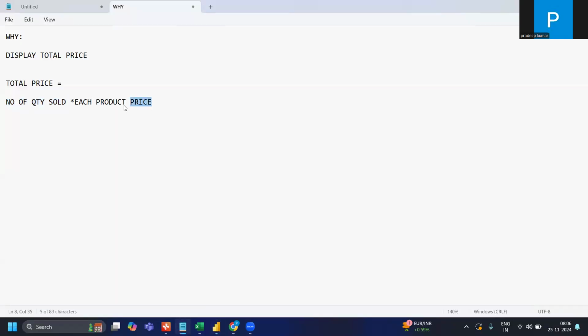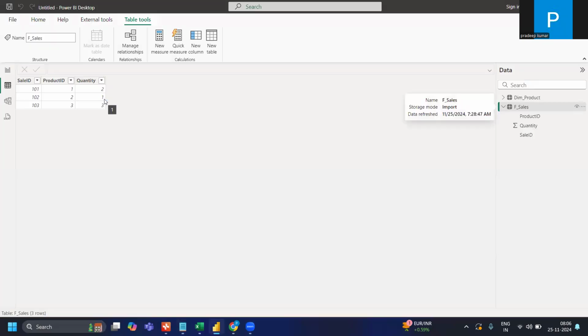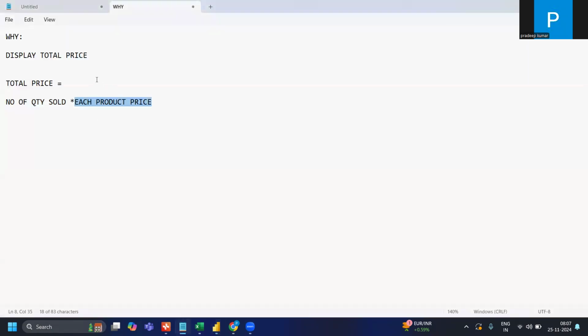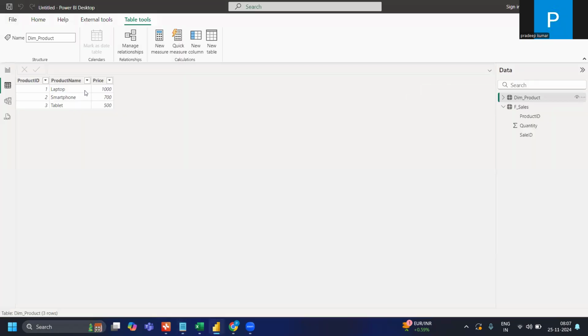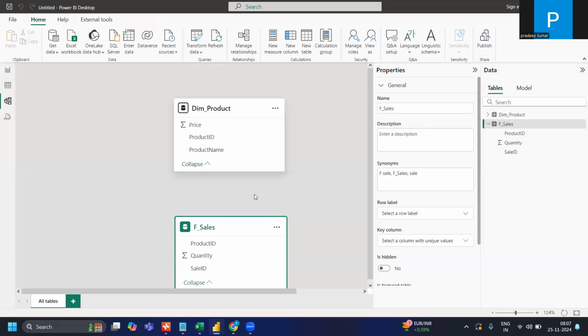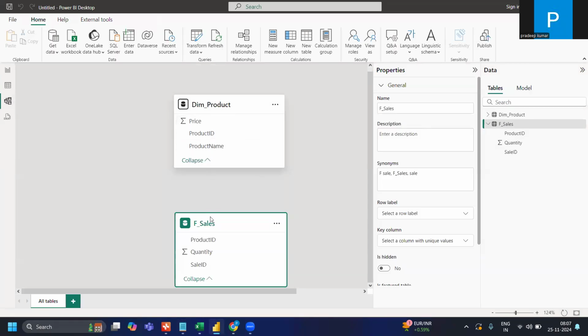Similarly, where can we get the product price? Unfortunately, the product price is in another table. If you want to calculate the total price, either we need to extract this price column into the sales table, or the quantity column into the product table. Let's say now we are extracting the price column into the fact table. How to accomplish this?